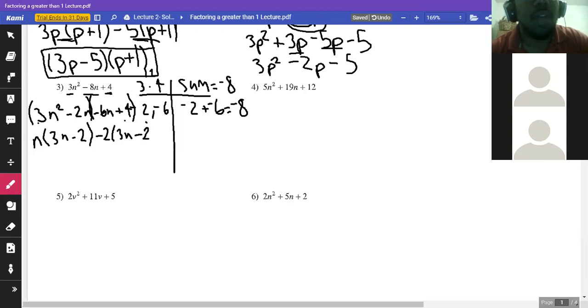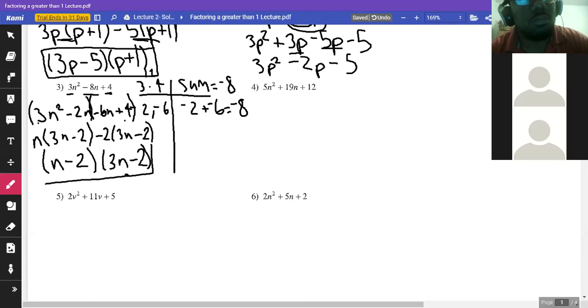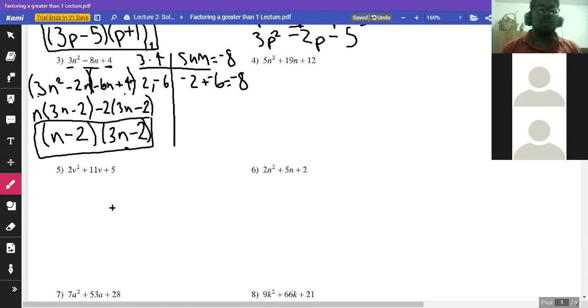minus 2. Because remember, if I left this 2 as positive, I'd get -2 times +2, which gives me -4, which I don't want. So since I'm pulling a -2 out, I want to make this a -2, because -2 times -2 will give me a +4 back here. So once again, I have n groups of 3n minus 2, minus 2 groups of 3n minus 2, which I can put together to get my final answer. Okay, last one.